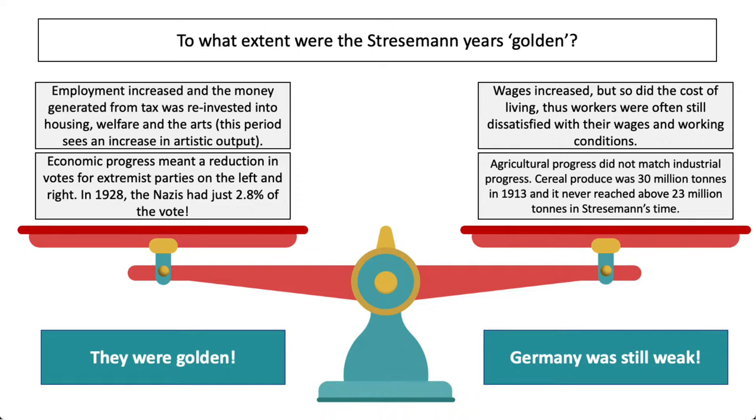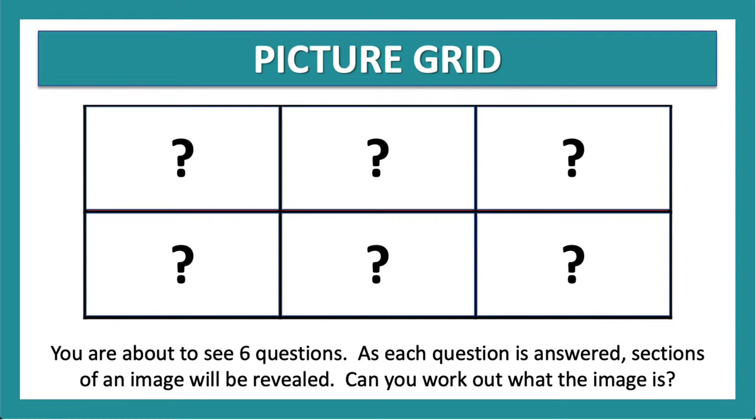So that's a good task to do because it's potentially a 16 marker. If you get those interpretations that look at things going well in that time period versus things going not so well, it's a good way of applying own knowledge to those interpretations as a way of saying, well, the Stresemann years were golden. On the other hand, things weren't all as rosy as they at first appear. Okay, well done if you got any of those.